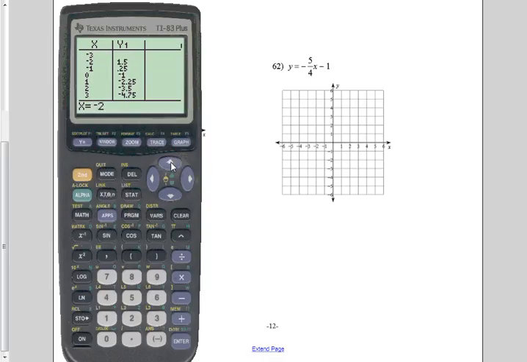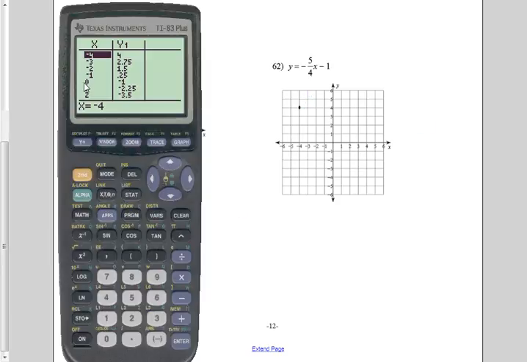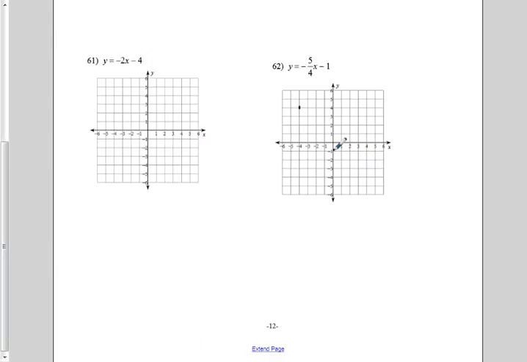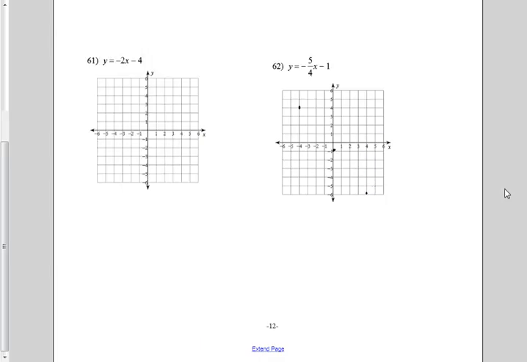So I would start right here at negative 4, 4, and there's a point. Then I would graph 0, negative 1, right there. Make that a little bigger so we can see it. And then I would scroll down, and there's another point, 4, negative 6, right there. So my calculator was able to show me the points. And then I would connect these dots.